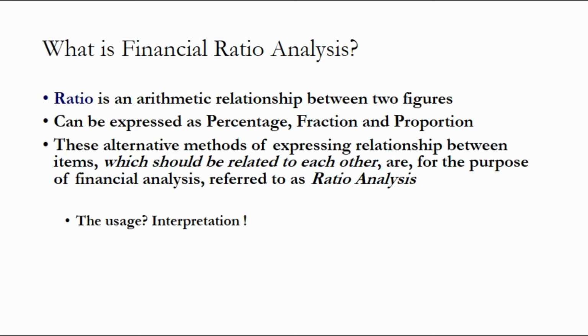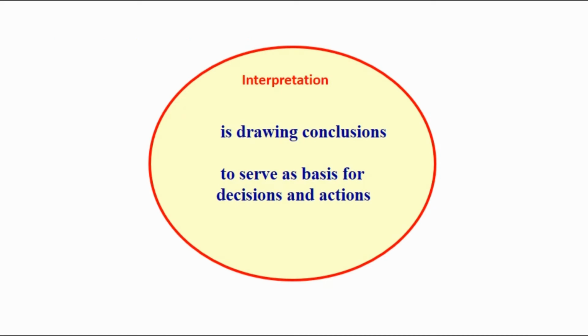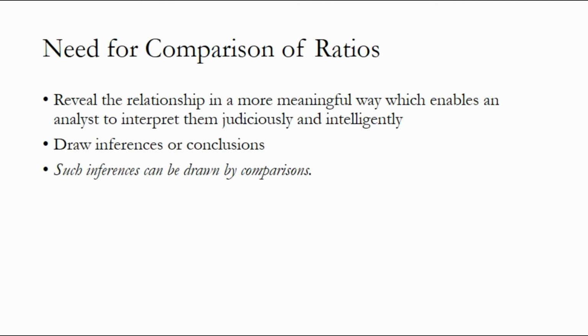Now, what is financial ratio analysis? A ratio is an arithmetic relationship between two figures. It can be expressed as a percentage, fraction, and proportion. These alternative methods of expressing the relationship between items which should be related to each other are, for the purpose of financial analysis, referred to as ratio analysis. Interpretation is drawing conclusions to serve as a basis for decision and action.